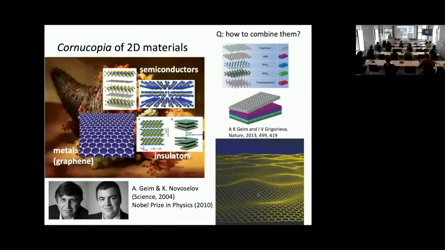And in fact, it's this mismatch, this disregistry, that has a lot of interesting implications and produces a lot of interesting physics itself. In fact, even if we put two or more layers of the same material, which in principle should stack perfectly, but slightly offset the perfect stacking, that's the twistronics version, then again, a lot of very interesting behavior emerges.